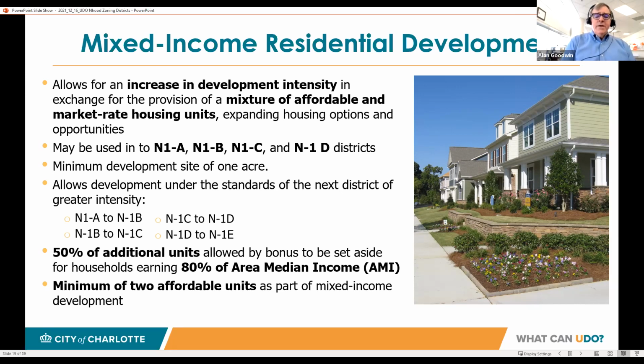And the upshot of that is that you're basically allowed to have smaller minimum lot sizes and you can get more units onto your development site. But 50% of the additional units that you're allowed to build under this option would have to be set aside for affordable housing, households earning 80% of area median income, and you'd have to provide at least 2 affordable units as part of this type of development.